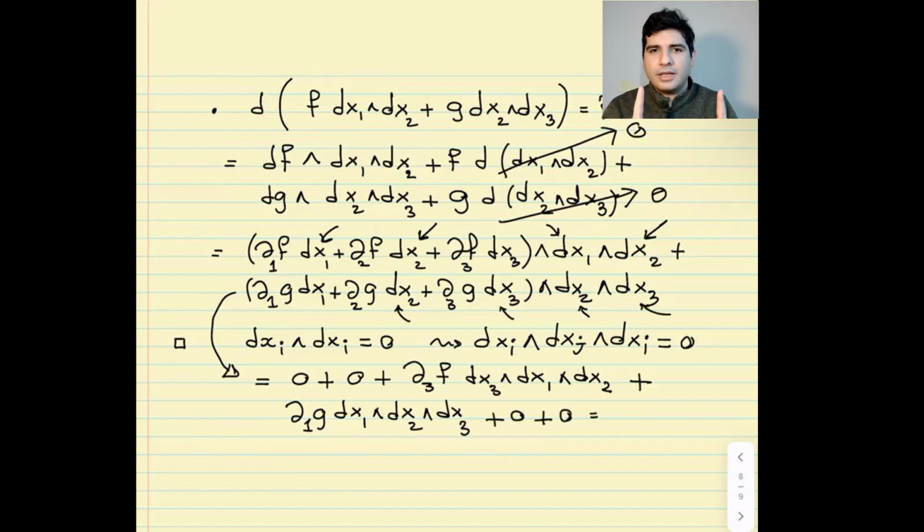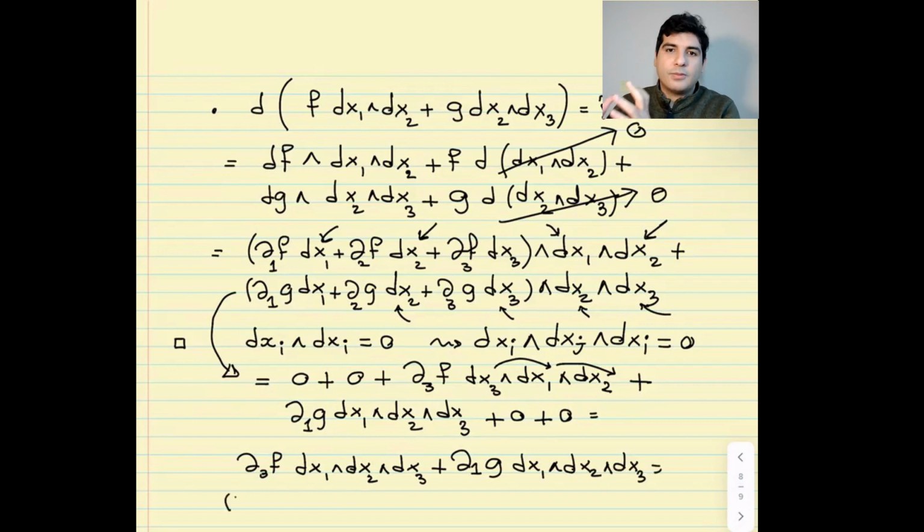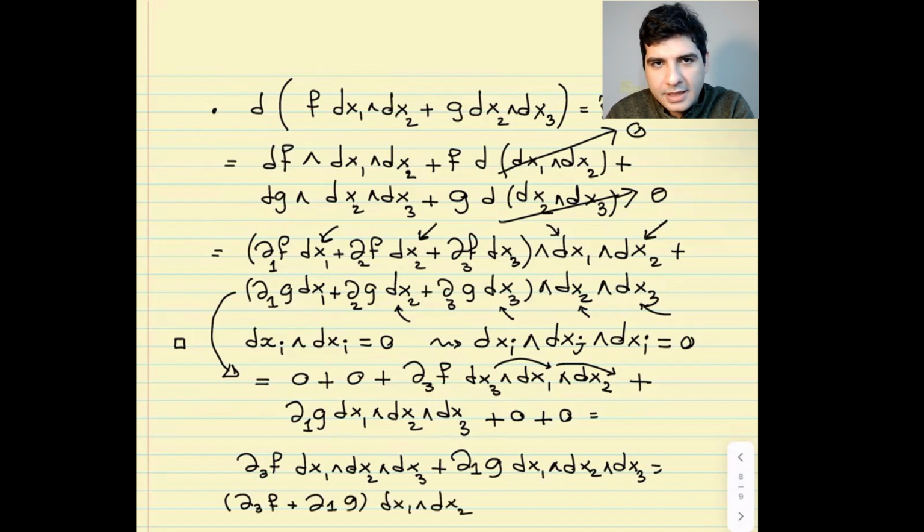Also, I can change the order. dx3, I can move it over dx1. It would produce a minus sign. And then I can move it also over dx2, it would produce another minus sign, and these two minus signs would cancel each other. So if we do so, we get partial 3f dx1 dx2 dx3 plus partial 1g dx1 dx2 dx3. I can factor out this dx1 dx2 dx3. I would get the following, which is the simplest form of this expression.